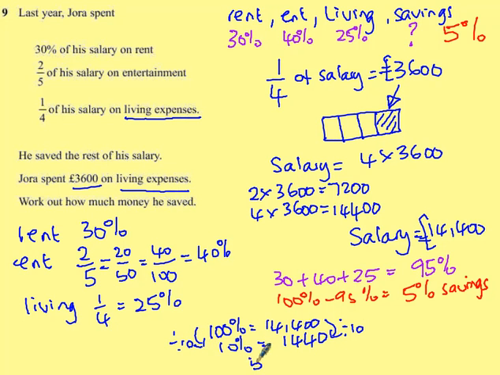So for 5%, I'm going to half that. Half of 144 is 72. Put my 0 back on there. So he saves £720. So £720, I put on the line, is what he saves.